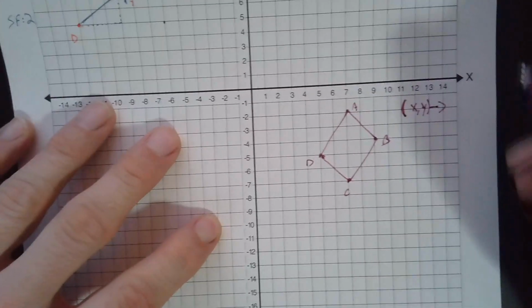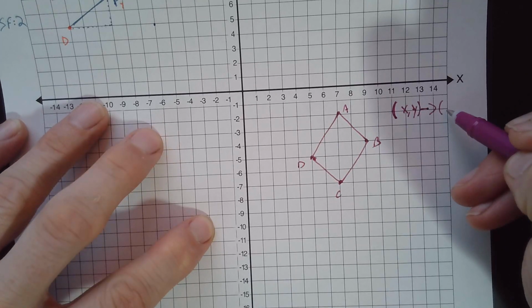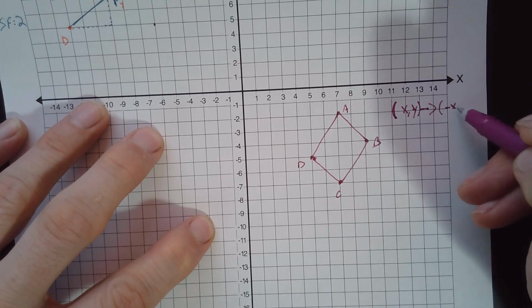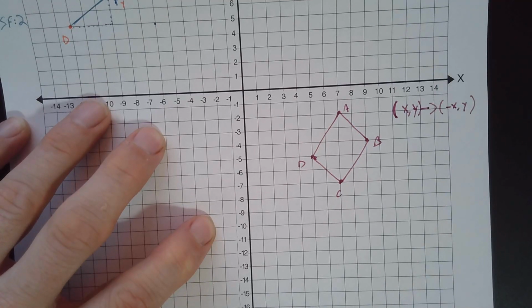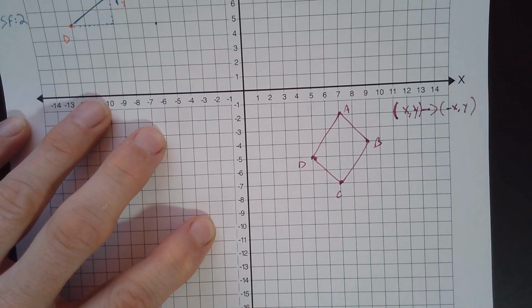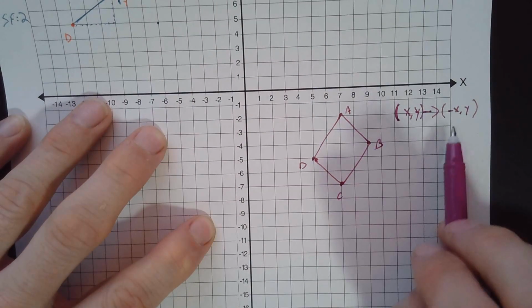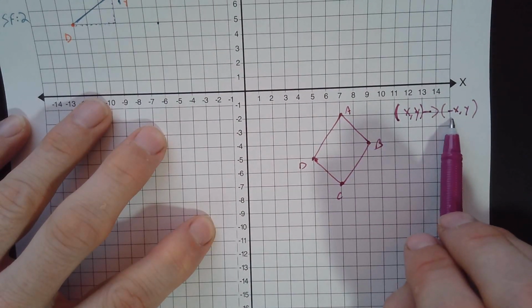yields, we'll do negative x comma y. So what is that? Think about it, pause it, think about it, maybe look it up in your notes. You should know by now, right? If the y value stays the same, but the x values swap, that is a reflection.